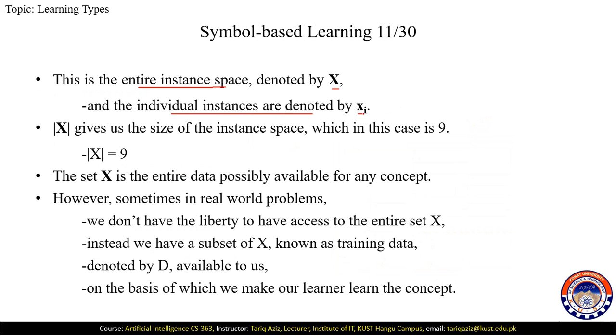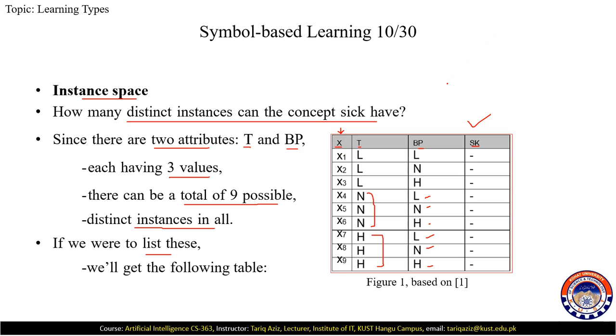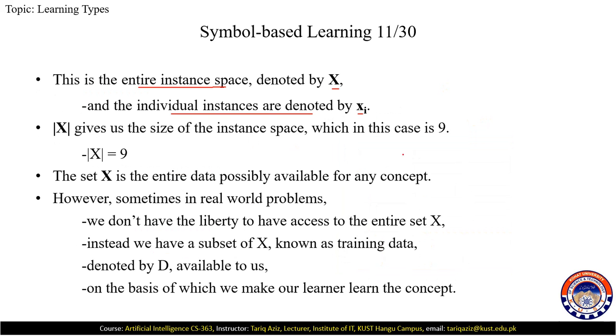Okay. So if you look at the table again, then xi means that you replace this i with values. So xi means from 1 to 9. So x1, x2, x3. Okay, these are the individual values which are represented by xi. Now, when we enclose the x in the bar, |x|, it gives the size of the instance space. In this case it is 9, so |x| is equal to 9.